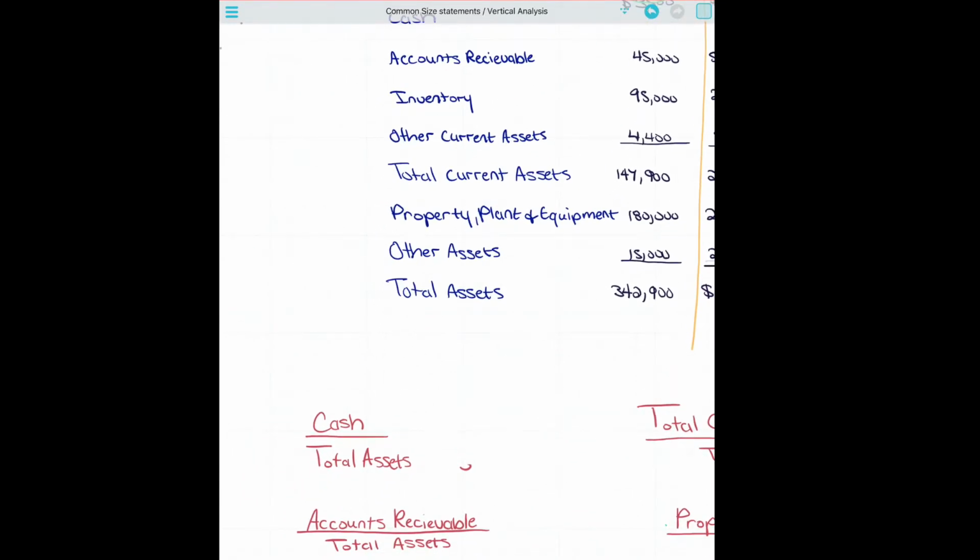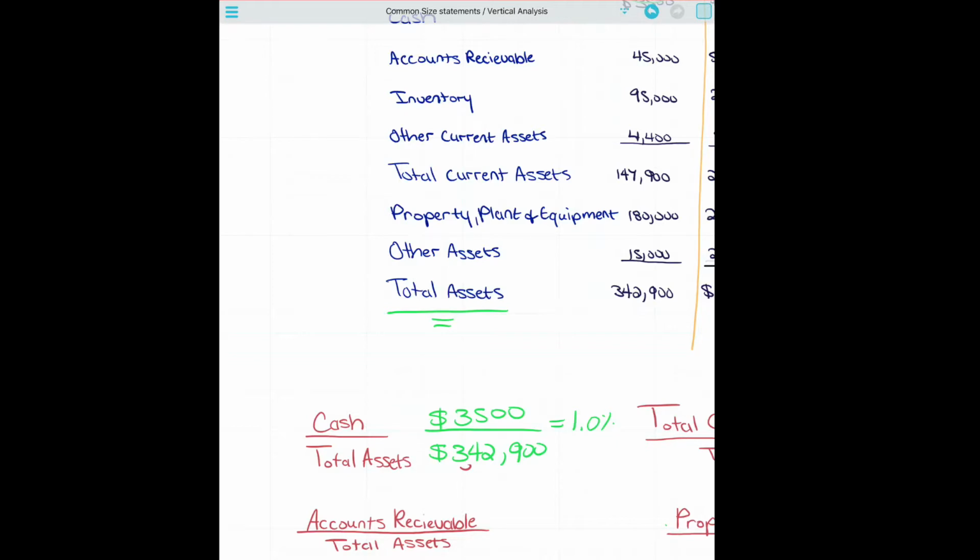Okay, so cash is $3,500 divided by your total assets. Remember that, total assets. $342,900 equals, I'm rounding, 1%.